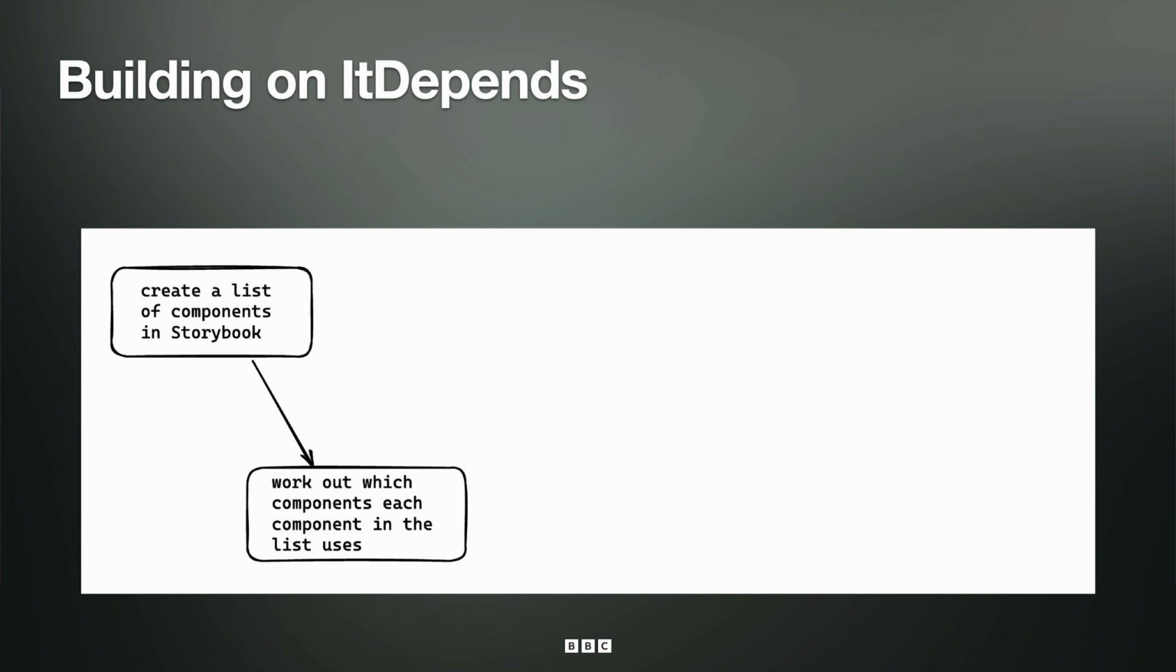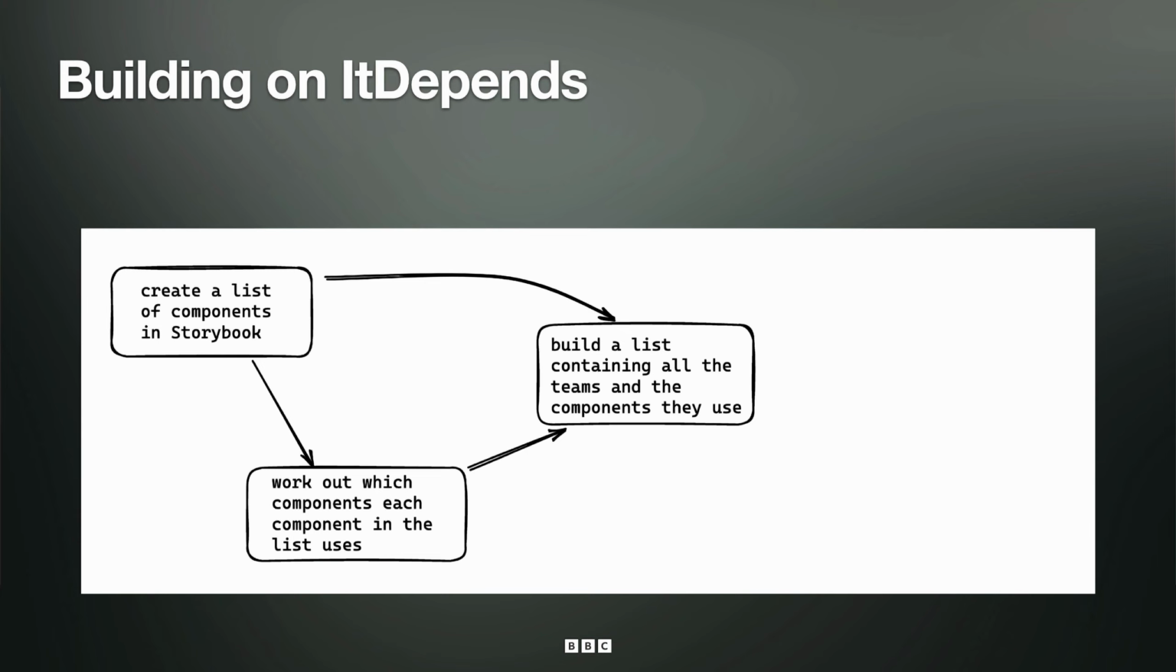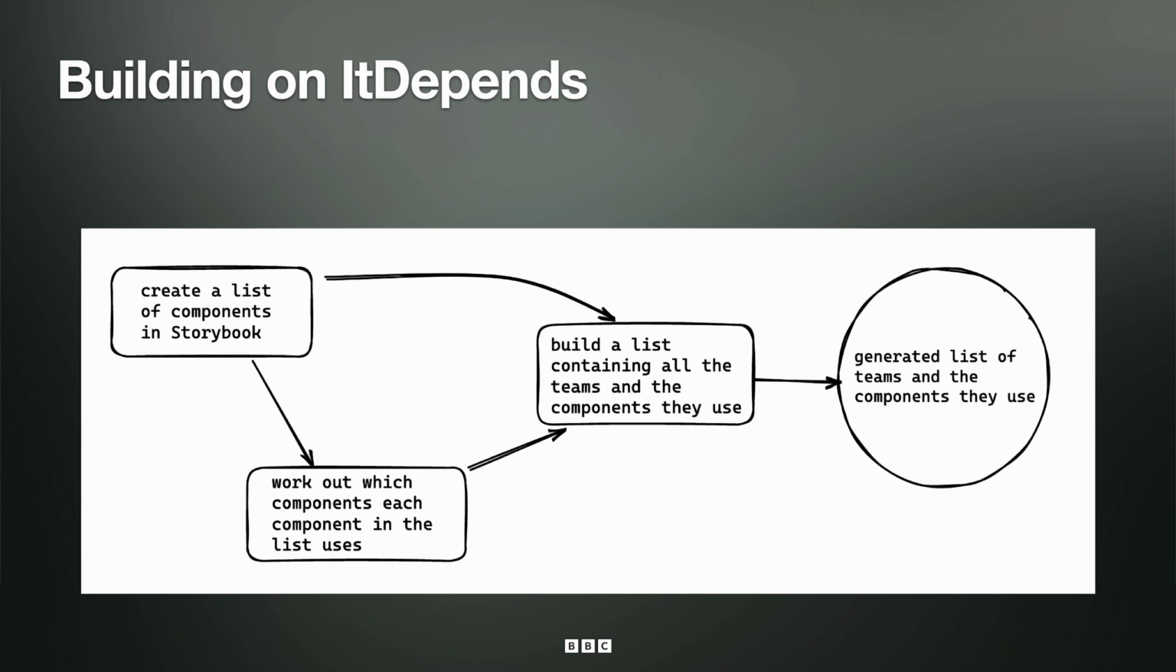Next, combining both outputs would generate a list containing all the teams and the components they use. We leveraged our detailed code owners file to programmatically establish which team maintains and uses which component. The final output would be the big list containing the information about teams and the components they use.